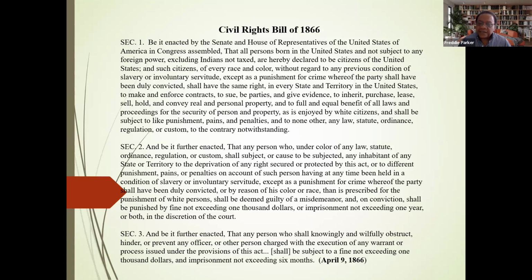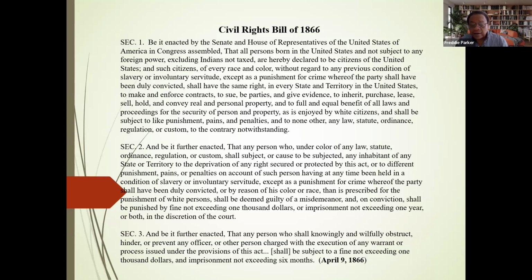So what the second section of the Civil Rights Bill of 1866 is saying is that you can go to jail if you violate the rights of the former slaves. Right. This was passed April 9th, 1866. And the reason it was passed then is because the president of the United States at that time, Andrew Johnson, had actually vetoed the Civil Rights Bill of 1866.